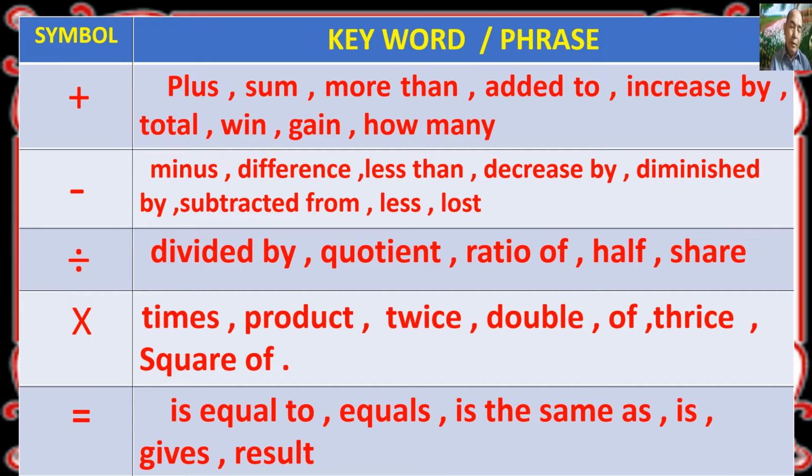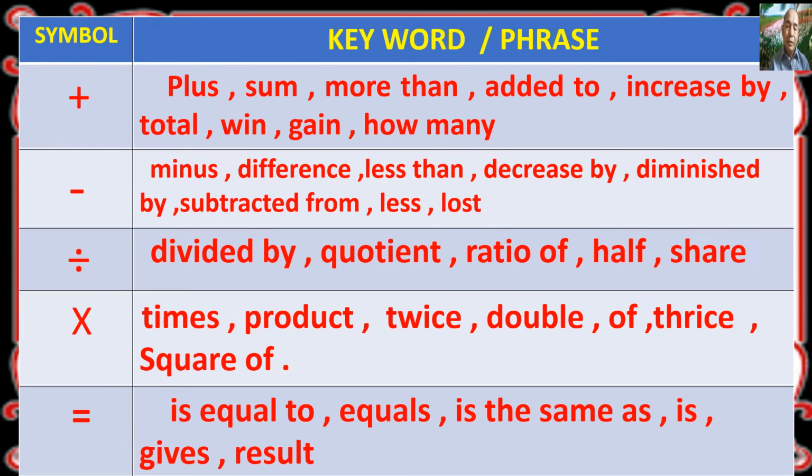Double. You double your money. If you double your money, that means you are going to multiply it by 2. So this means multiplication. In mathematics also, the word "of" indicates multiplication. So if we have 1/4 of 21, you are going to multiply 1/4 to 21. So "of" means multiplication in mathematics.